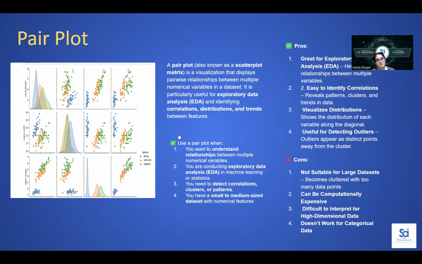This is also one of my favorites because it gives me a clear picture of each and every numerical variable in the data set. You can see how beautiful this is, and diagonally it is showing the density distribution of each variable. I can see this green one is a normal distribution. This one has a little bit of skewness, and there are more outliers. I can clearly look at this, right?